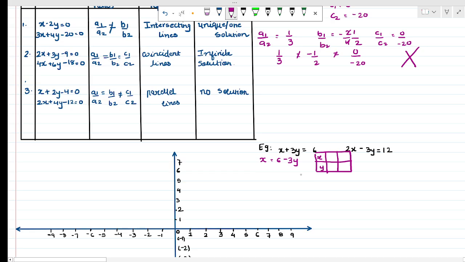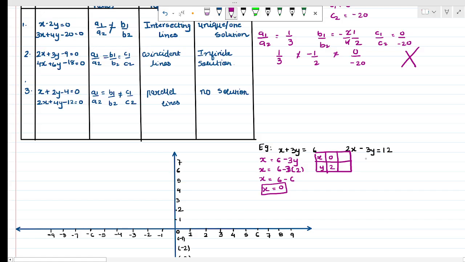For my value of y, suppose I am taking y as 2. What will I get as the value of x? 6 minus 3 times 2. So x is equal to 6 minus 3 twos are 6, 6 minus 6, I got my x value as 0. Substitute it over here.